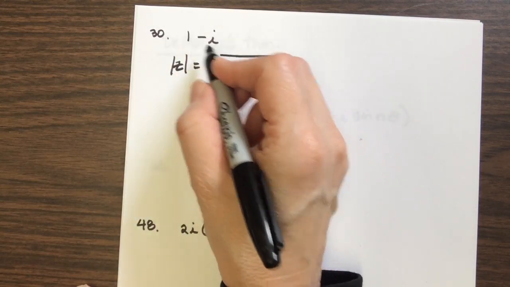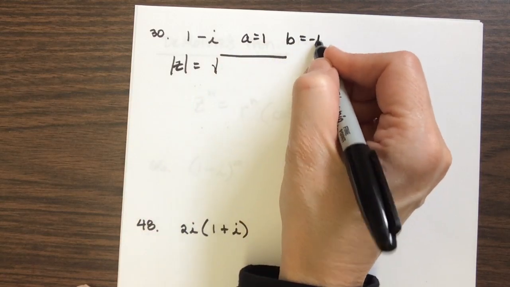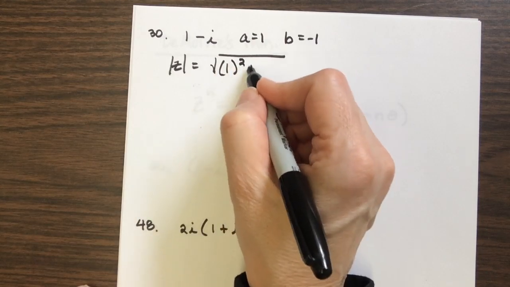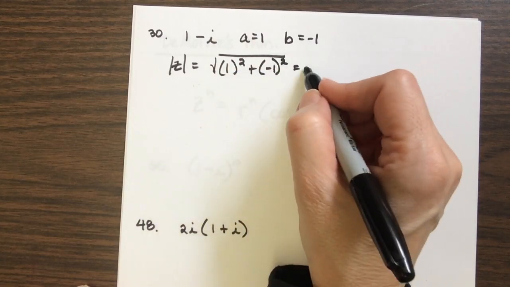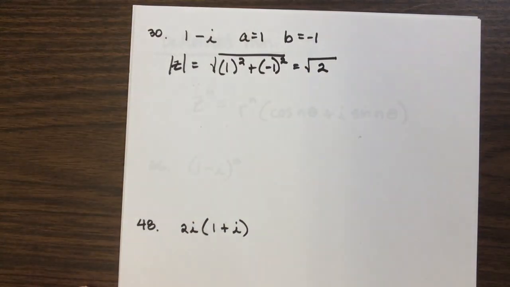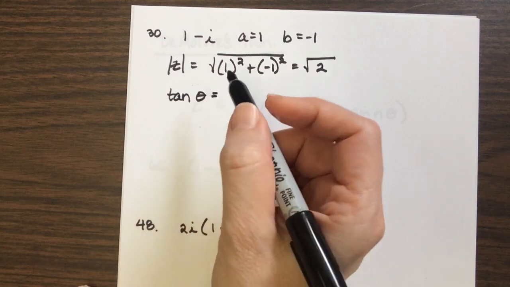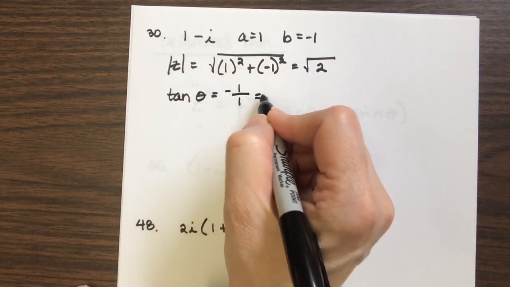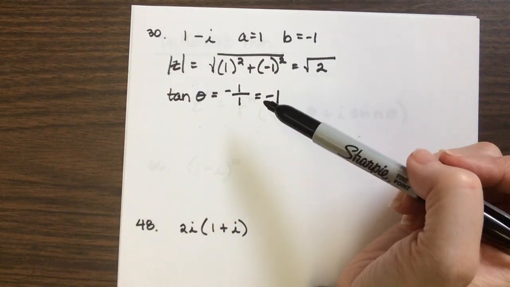a squared, which in this case is 1, so a is 1, b is negative 1. That's already written, so I've got a squared plus b squared, which is just going to equal the square root of 2. All right, my theta, tangent of theta, is going to equal b over a, so I've got negative 1 over 1, or negative 1. Now, this is where you have to pay particular attention.